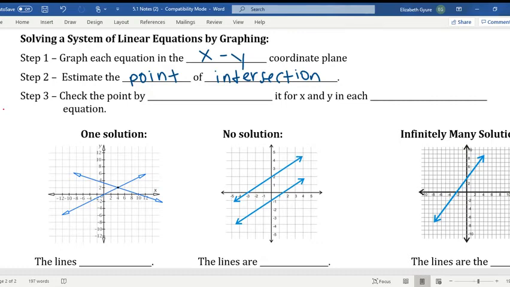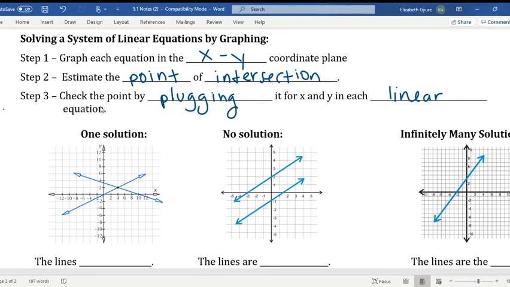Then you can check the point by plugging it in for x and y in each linear equation. We don't normally do that, but sometimes if you're worried about the answer you're getting, it's a good idea.